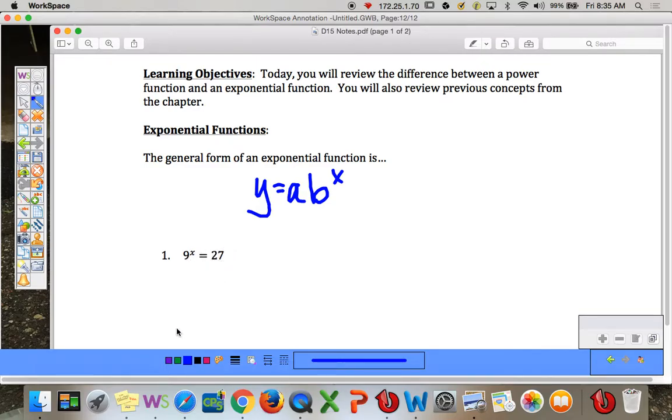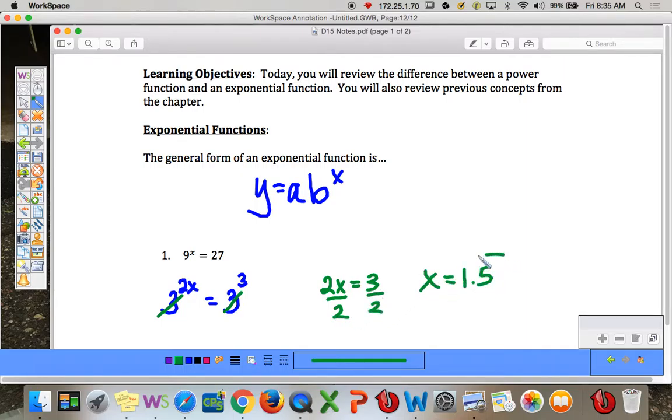All right, so here we could use guess and check, just plug in until we get 27. 9 to what power is 27? Common base of 9 and 27 is 3. So this is 3 squared to the x power equals, and 27 is 3 to the 3rd power. And once you have a common base, you ignore them, you set your exponents equal, and you solve. So here x is 3/2 or 1.5.